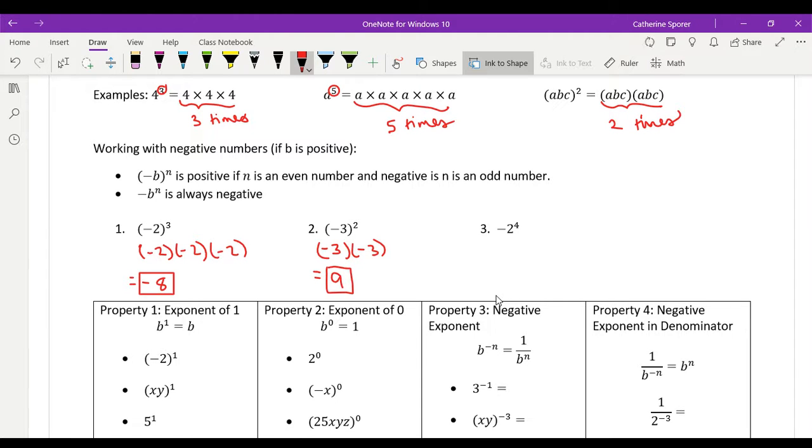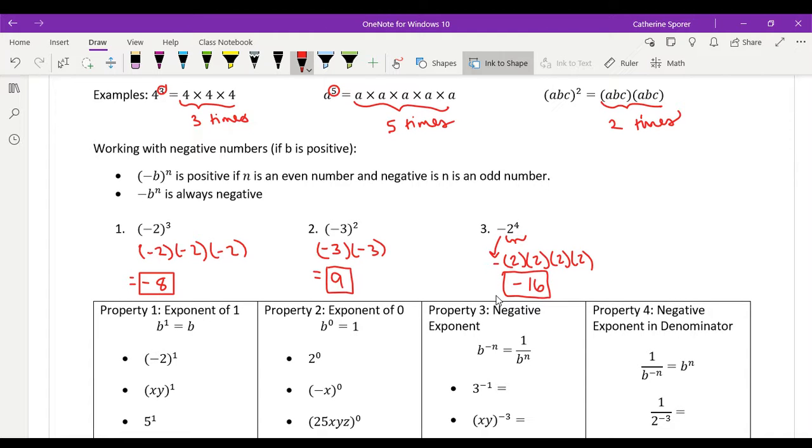But a problem like negative 2 to the fourth, without parentheses, means that really we're doing 2 to the fourth, and then we're making the answer negative. So the number being raised to the exponent 4 is 2, so we'd do 2 multiplied by itself 4 times. Then we have this negative out front of that 2 to the fourth. So 2 times 2 times 2 times 2 is 16, and then we have a negative in front of the 16.